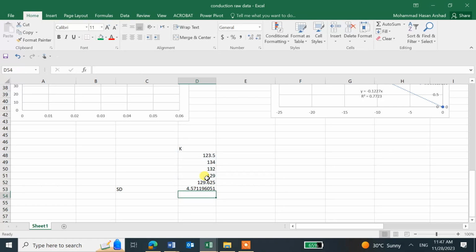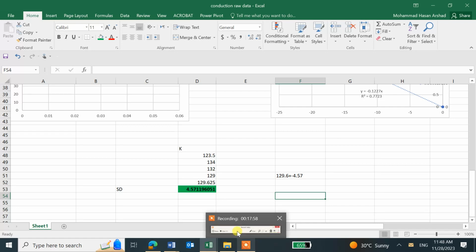Then you find the standard deviation, because we expect that K will be constant. What is the value of the deviation? 4.57, for example. So your final value of K will be 129.6 plus or minus 4.57. This is the way to report an experimental value. It is not very much, so for all practical purposes, the thermal conductivity value of brass is constant. Hope this will help you. Thank you.